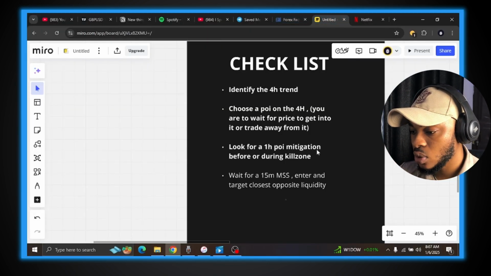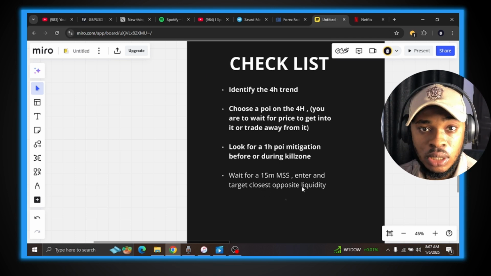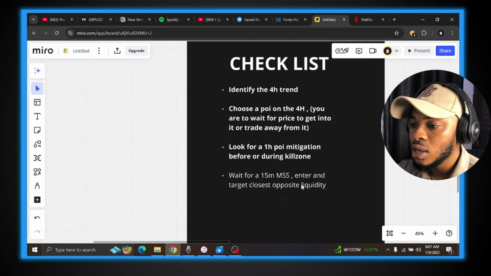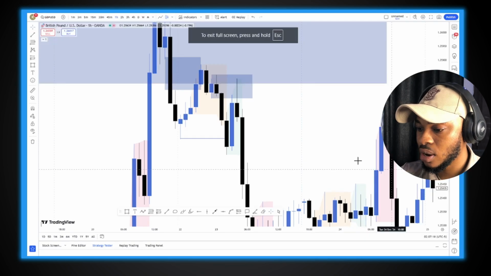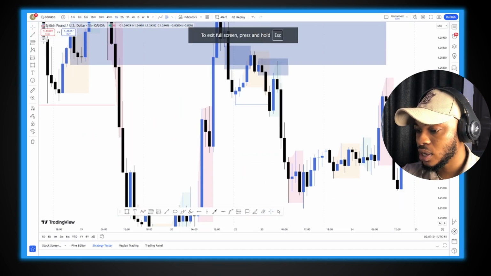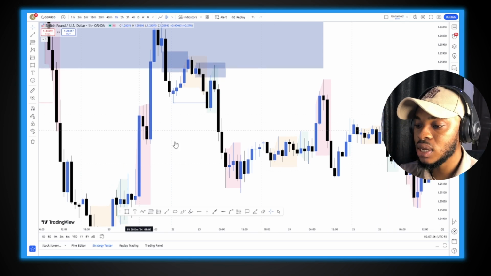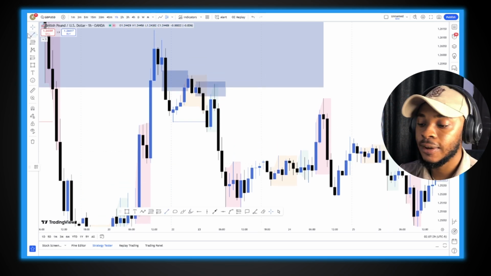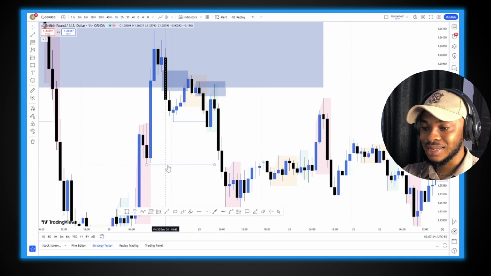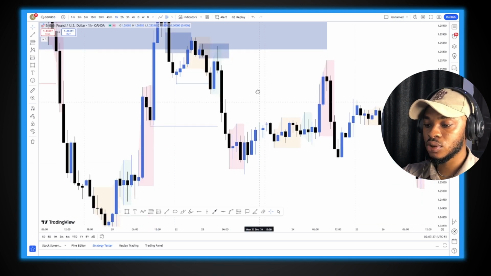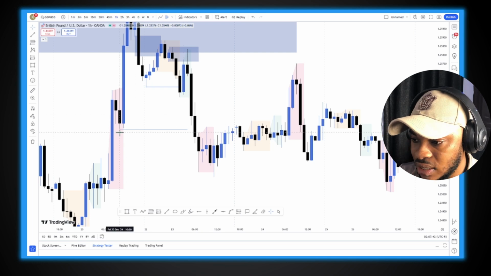The next step says after doing that, wait for a 15 minutes market structure shift, enter and target the closest opposite liquidity. As simple as that. I'm never going to go deep into that for now so I don't get crowded, but I'll show you where we are going to exit. If I was going to trade London, since we said closest 1 hour target, which is here, I'm going to be trying to exit at this point at most, because here is kind of far. So during the London, this is where I would have exited.